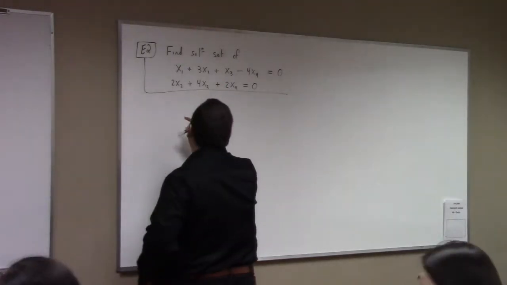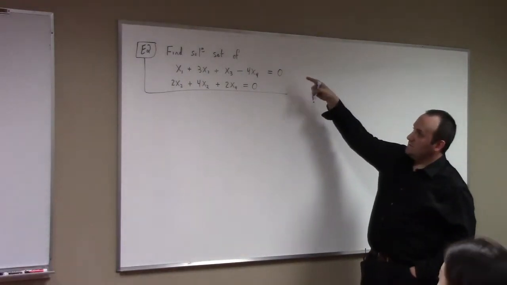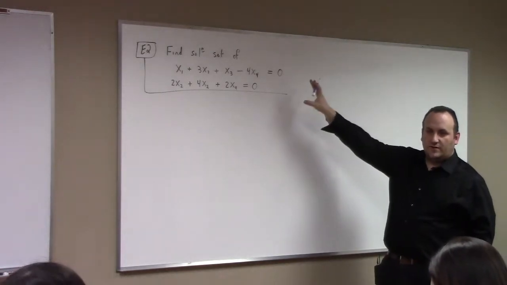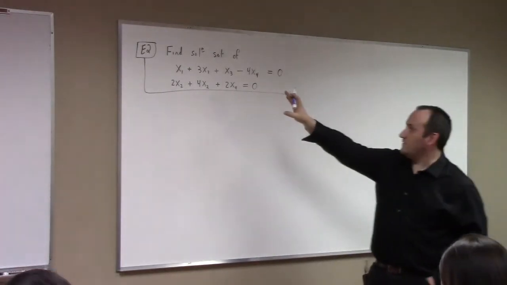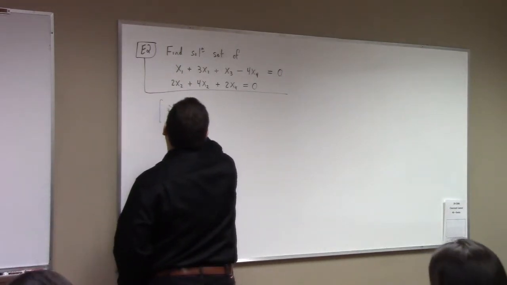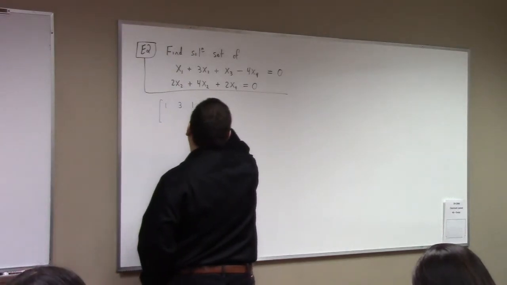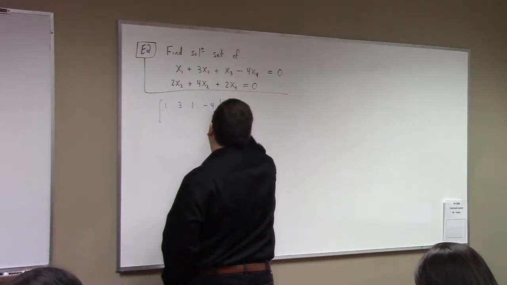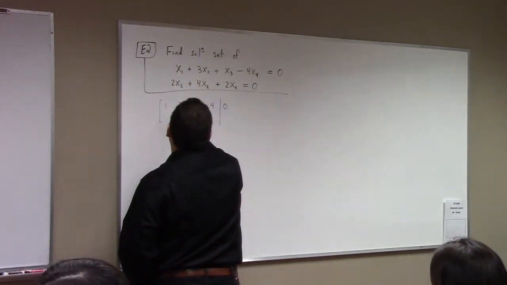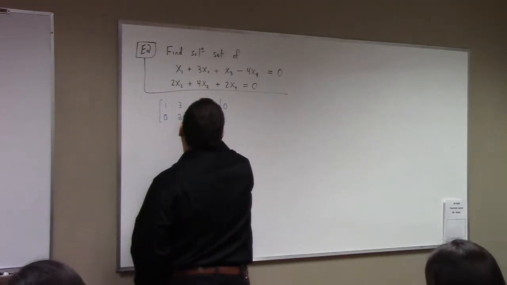It's very exciting, right? Okay, so here we have a system. 2 equations, how many unknowns? 4, right? So we can use row reduction on the augmented coefficient matrix to try to solve this thing. And so let's do it. What we got? We got 1, 3, 1, minus 4, 0. And the second one, we've got 0, 2.